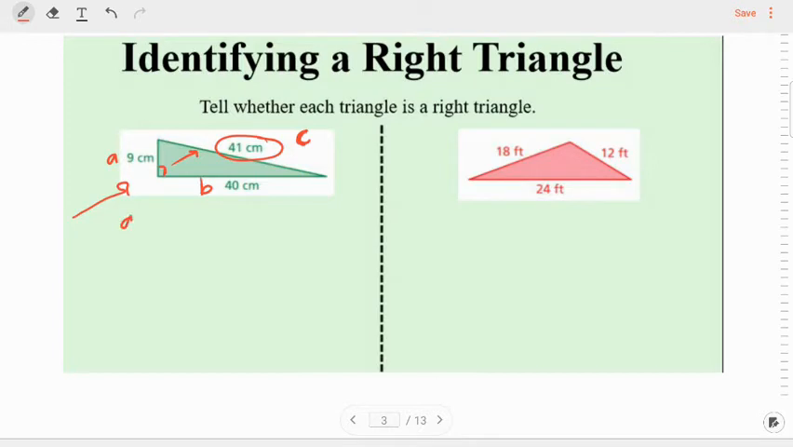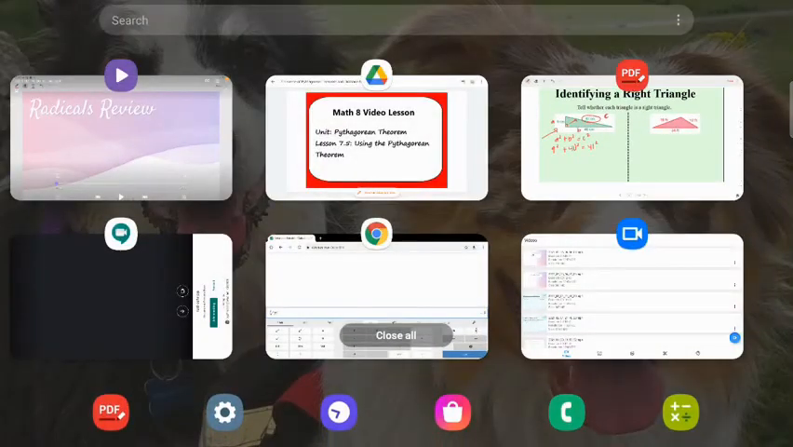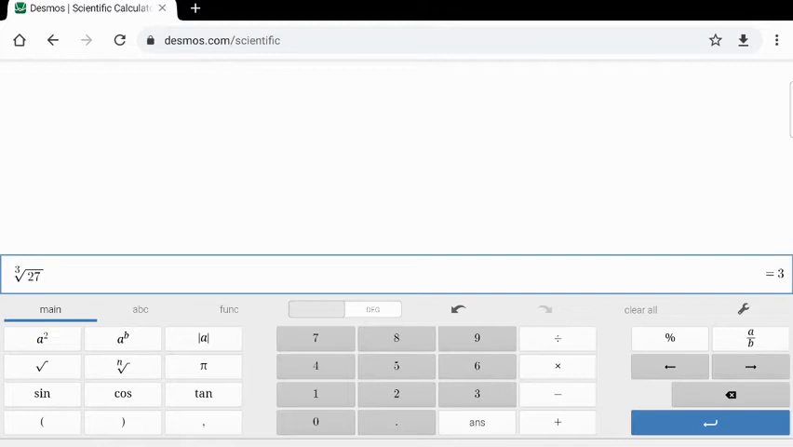So I'm going to use my a squared plus b squared equals c squared formula, and I'm going to put in these numbers. So 9 squared plus 40 squared equals 41 squared. Now, I don't know if this is true. I'm going to decide if it is. So I'm going to use my calculator, and you can use the scientific calculator. Clear all. I'm going to type in 9 squared, which is 81, and 40 squared, which is, oops, that was 400 squared. That was way too big.